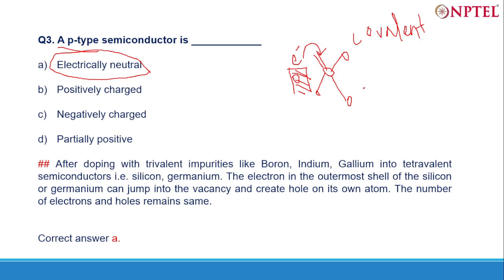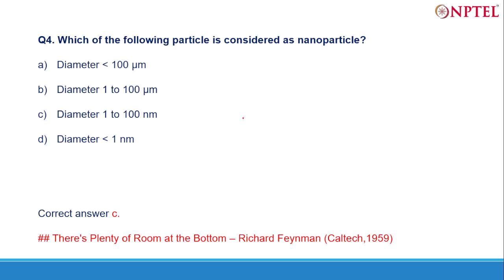So what happens in a p-type semiconductor? The electron jumps to the impurity and makes a bond, and there is a hole in the semiconductor itself at the place of the electron. Overall, the charge remains conserved, remains the same. That's why it is always electrically neutral. So the correct answer is A. Now we move to the next slide.